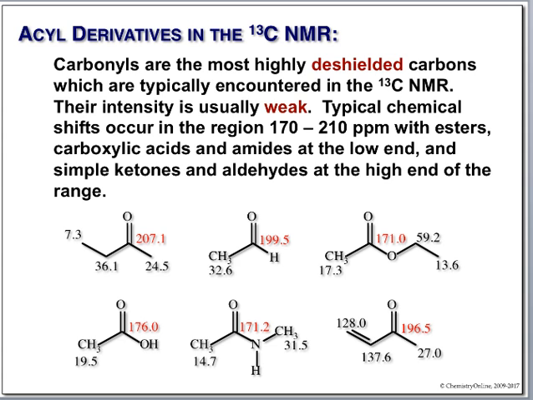So for an ester, we have 171. There's an acid, 176, 171 for an amide. Now this is an unsaturated ketone, so it's cheating. And again, it's up all the way close to 200. But most acyl compounds are going to simply be right around in the mid-170s. Ketones and aldehydes, 200 and above. Makes it simple.